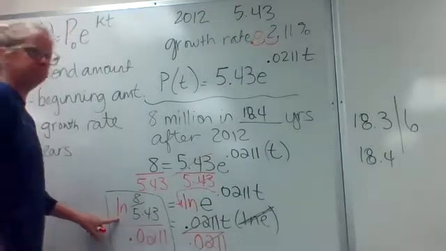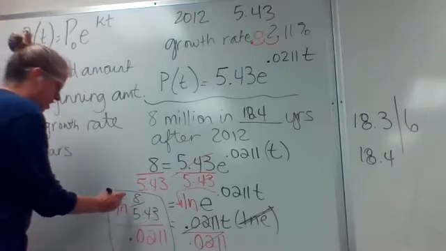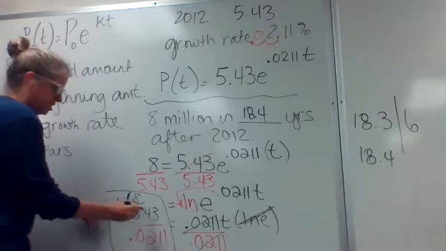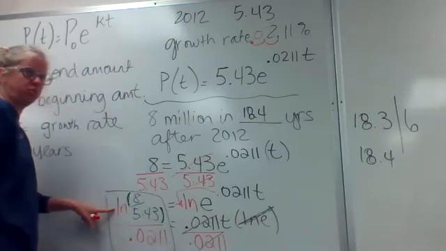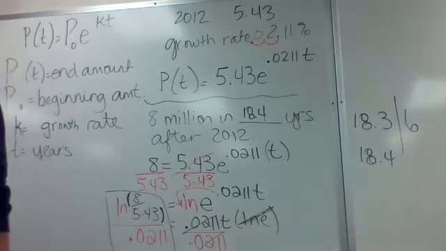I just did ln, then 8 divided by 5.43. And after you type in ln, it automatically gives you an opening parenthesis. Close it after that 5.43. And then divide by 0.0211.